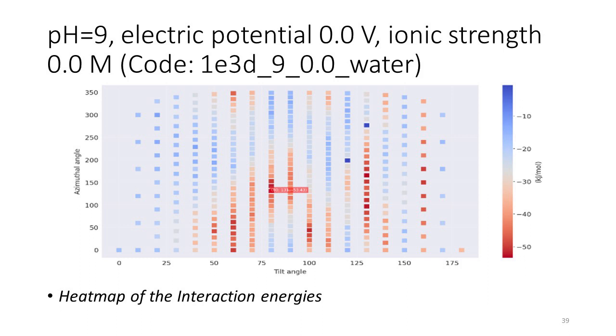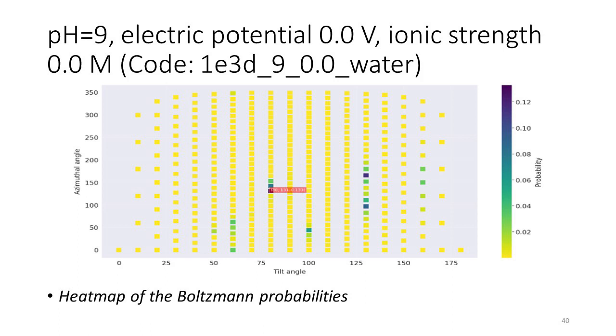Here, for example, you can see some patterns. Probably these are the orientations that are more favorable to the absorption of the protein on the surface of the electrode. However, we can see there isn't a big difference between the values of the energies. There are some zones with slightly lower energies, but at the end the difference is not so big. And one direct consequence of not having a big difference between the interaction energies of all the orientations is that I'm going to have low probabilities.